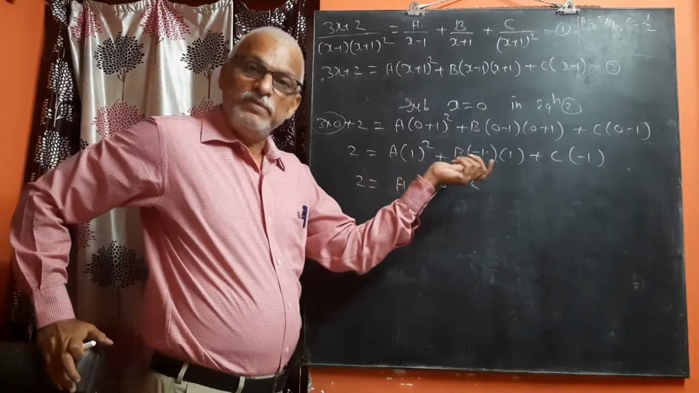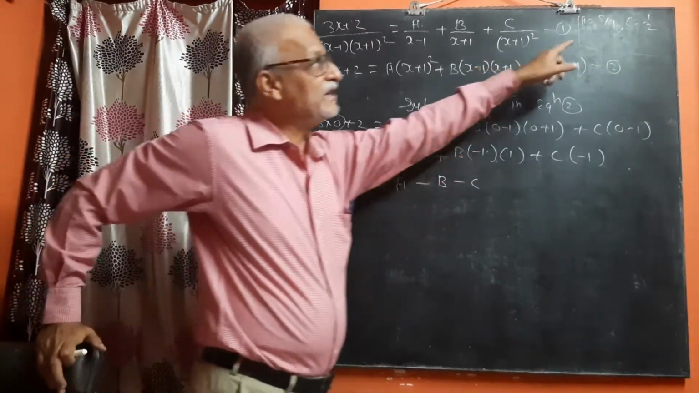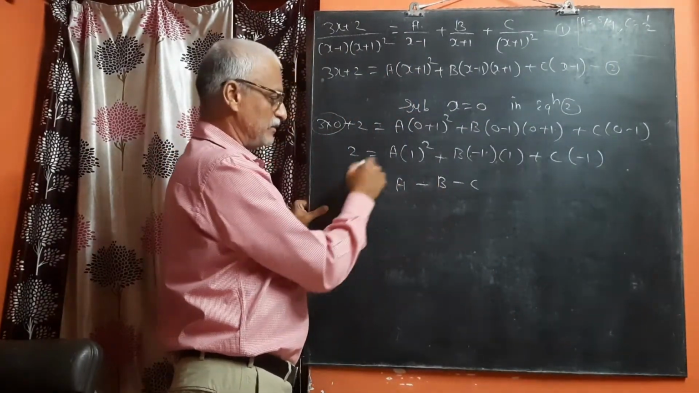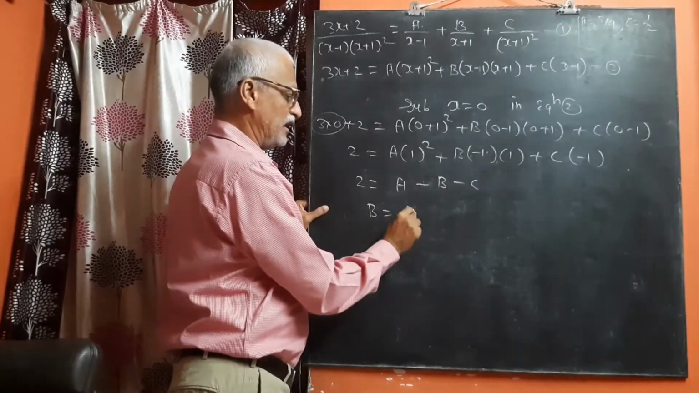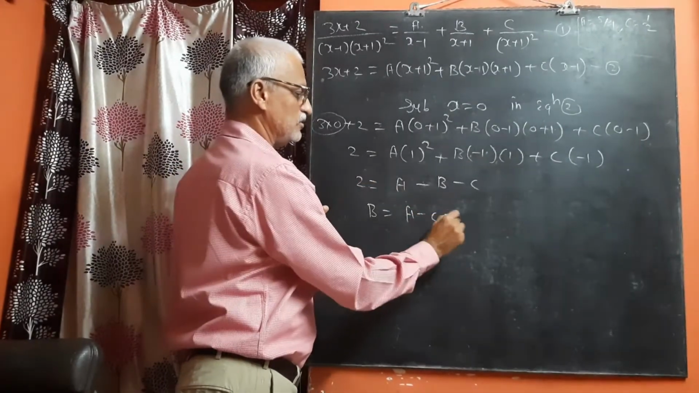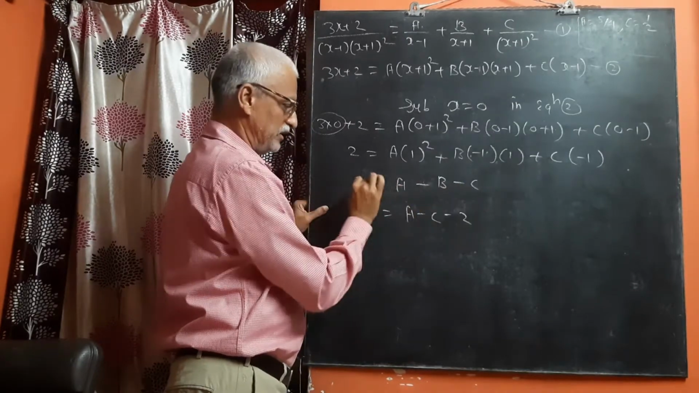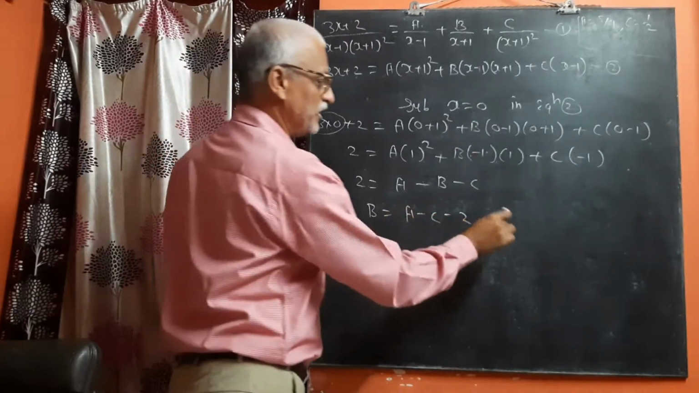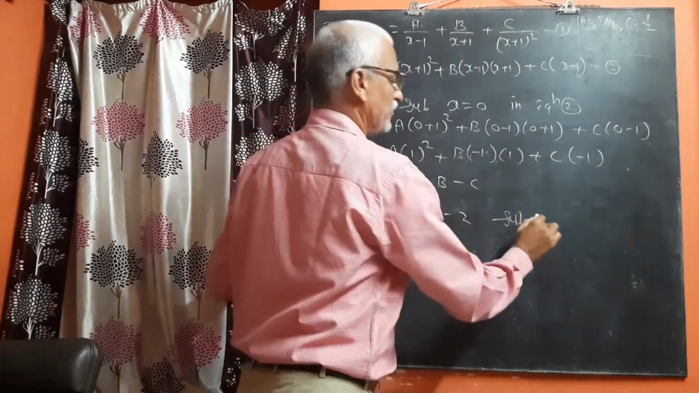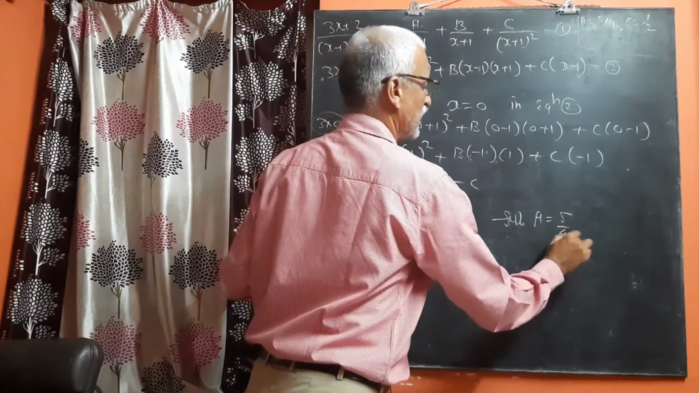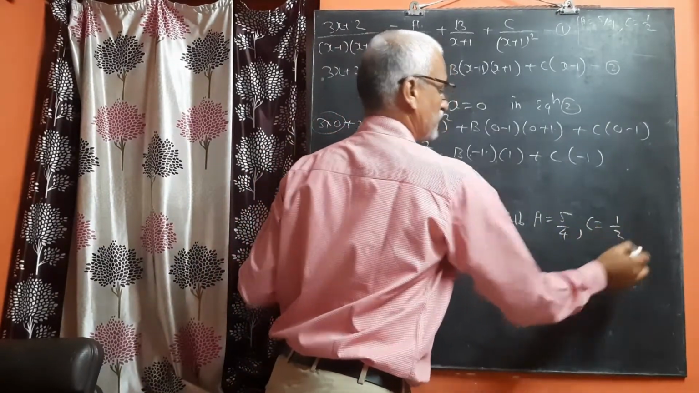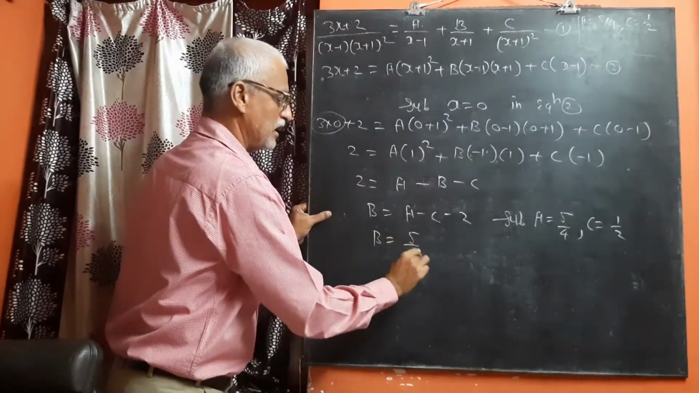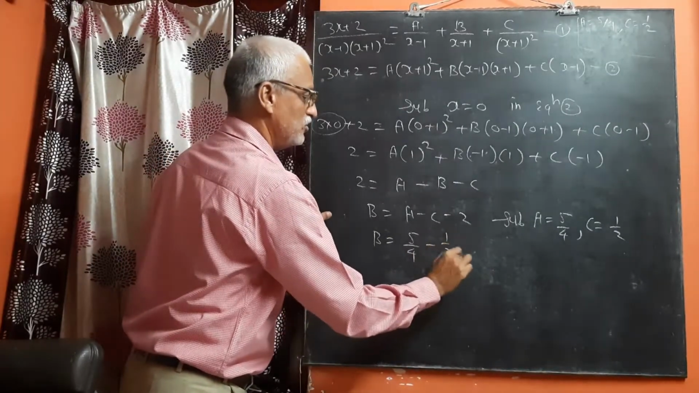We have to determine the value of b. We have to find out the value of b, because a and c we have got. To get the value of b, rewrite this equation. Minus b comes here, so b is equal to a minus c minus 2. I repeat it: a minus c, this 2 goes there so that will be minus 2, and this minus b comes on the left side. Now substituting the value of a equals 5 by 4, c equals 1 by 2, and substituting these values in here, b equals a is 5 by 4 minus c, that means minus 1 by 2, minus 2.